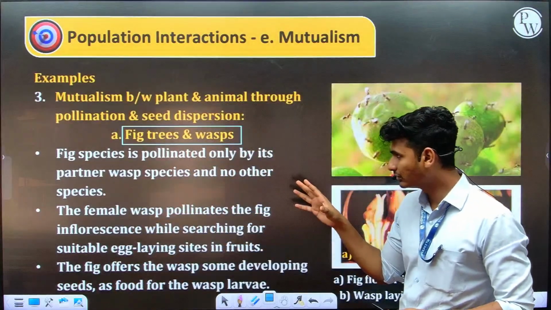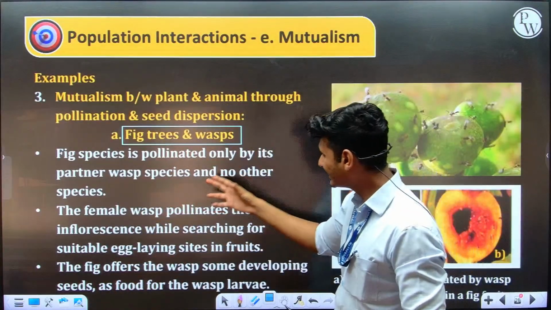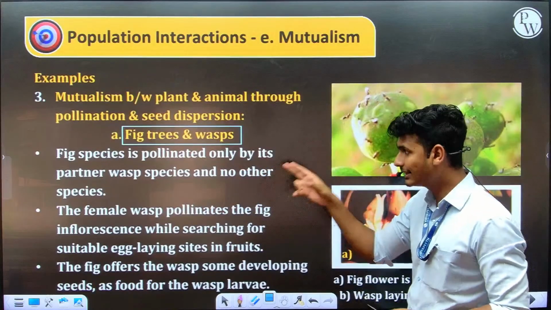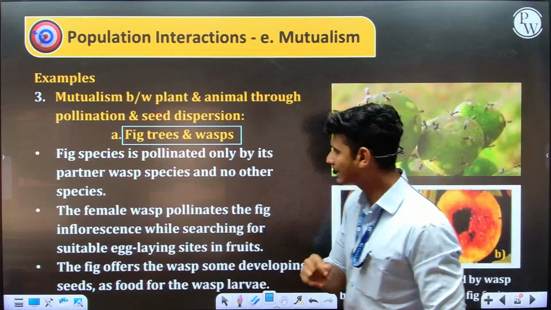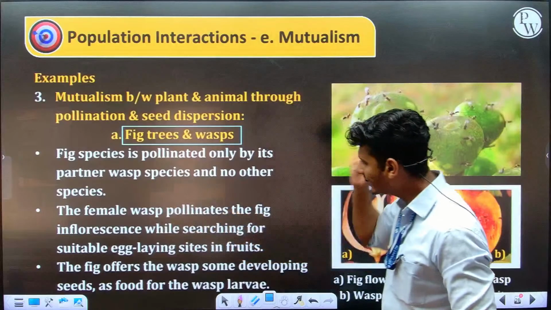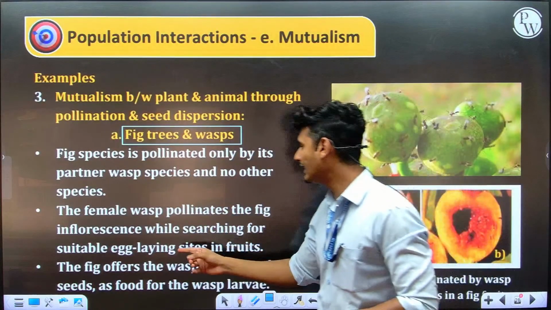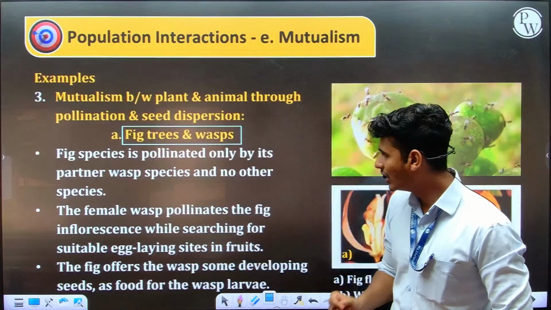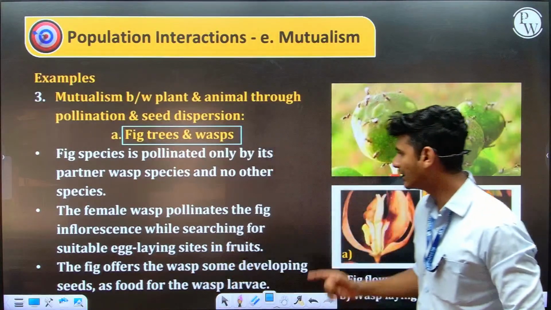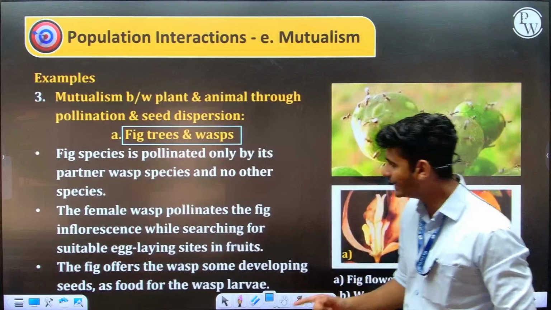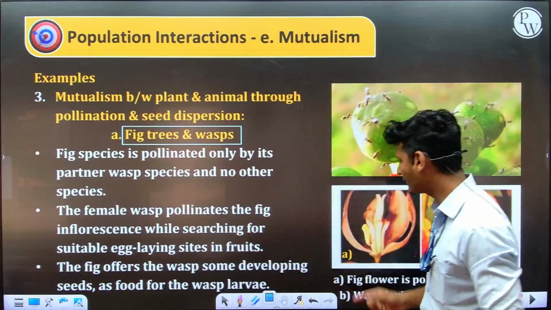I am reading this: a fig species is pollinated only by a partner wasp species and no other species. A female wasp pollinates the fig inflorescence while searching for a suitable egg-laying site in a fruit. The fig offers the wasp some developing seeds as food for the wasp larva.